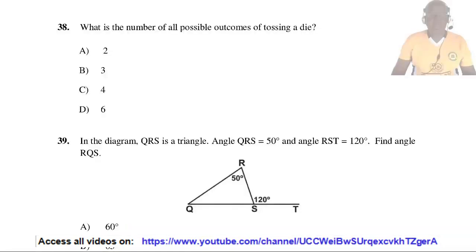Question 38. What is the number of all possible outcomes of tossing a die? A die has 6 surfaces, so the number of all possible outcomes is 6. That is D.